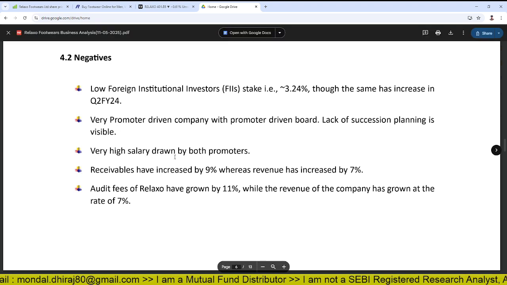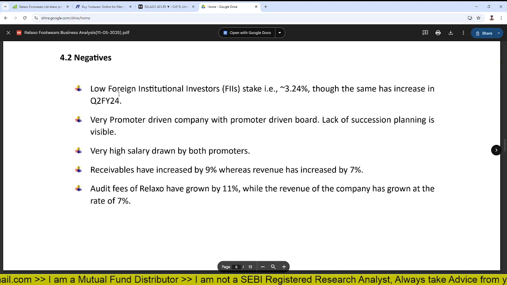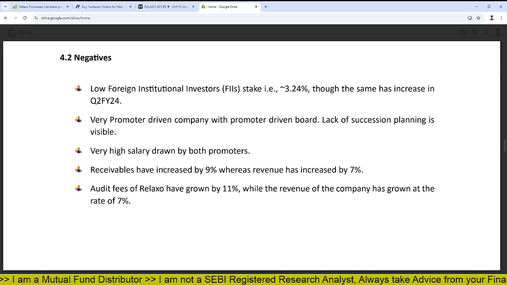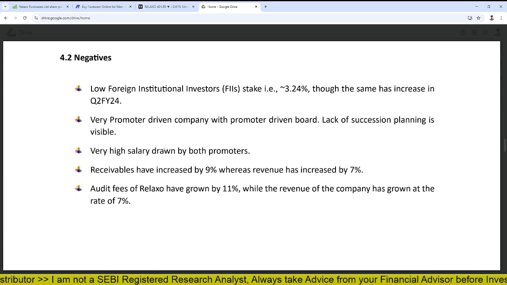Very high salary drawn by both promoters. If you look at the company annual report or the con calls, you will see that the promoter Ramesh Dua and all the promoter group are withdrawing high salary, which is not a good sign.